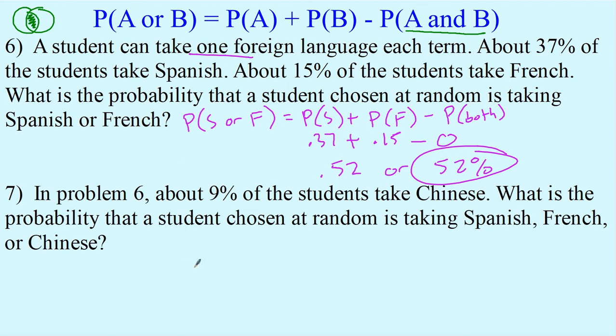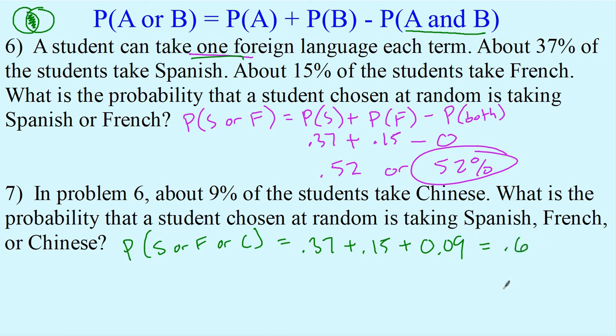Problem 7. So 9% take Chinese. What's the probability that they take Spanish, French, or Chinese? We already know the one for Spanish and French. We just need to tackle on Chinese. So Spanish or French or Chinese. What's nice is, again, one foreign language at a time, so there's no overlap. So we literally just add them all up. So probability of Spanish plus the probability of French plus the probability of Chinese, 0.09. And so that is 0.61, or 61%.